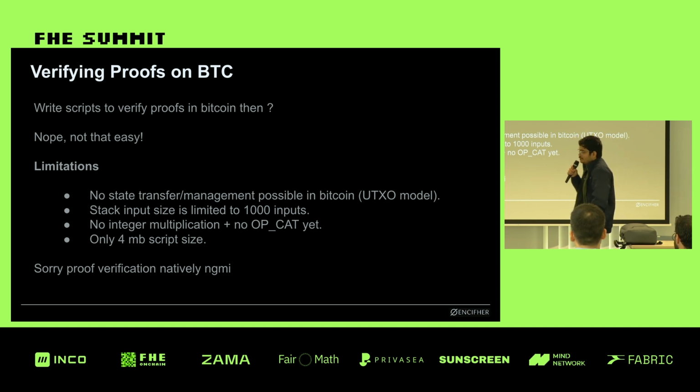Another thing is that there's no integer multiplication possible yet on Bitcoin, and there's no OP_CAT yet. Previously there was OP_CAT, but Satoshi disabled it because he thought there might be certain attack vectors which we aren't able to comprehend, that might break the Bitcoin chain itself. And also, we can't have more than 4 MB of script in a particular Bitcoin block. These limitations do not enable us to write a verifier on top of Bitcoin itself. So unfortunately, native proof verification is not possible.